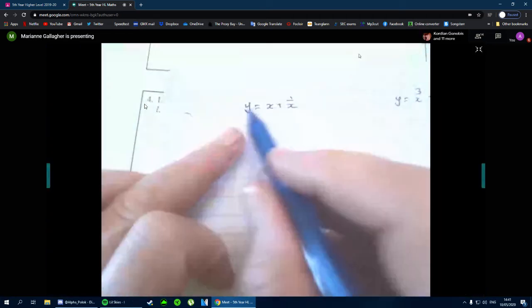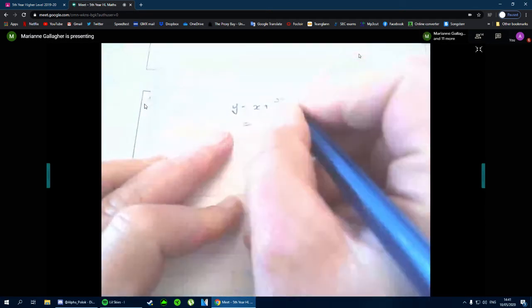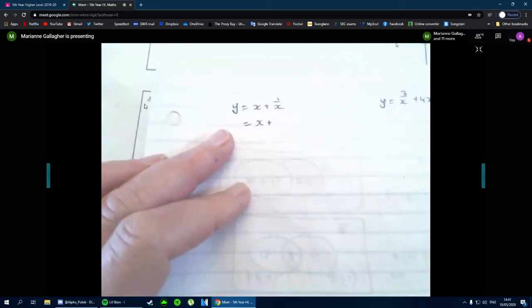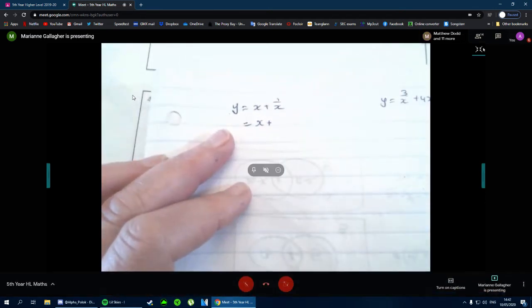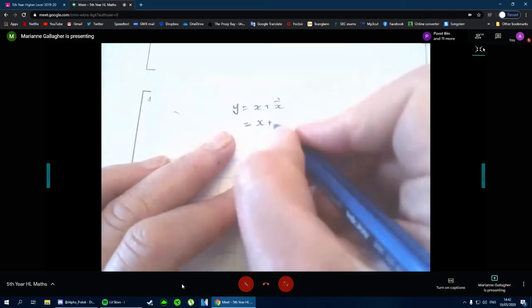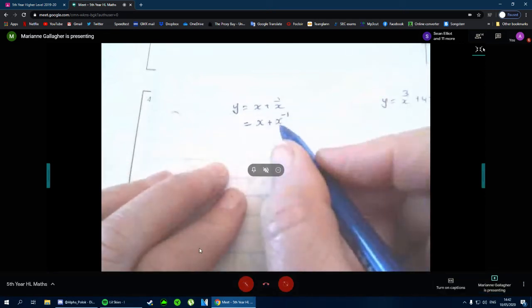So this is my y, and I'm asked to find d2y dx squared. First of all, this is not in the form I want, so I change it to x to the power of what? What's 1 over x? X to the minus 1. We're just changing the power for now. We're not differentiating yet, okay?